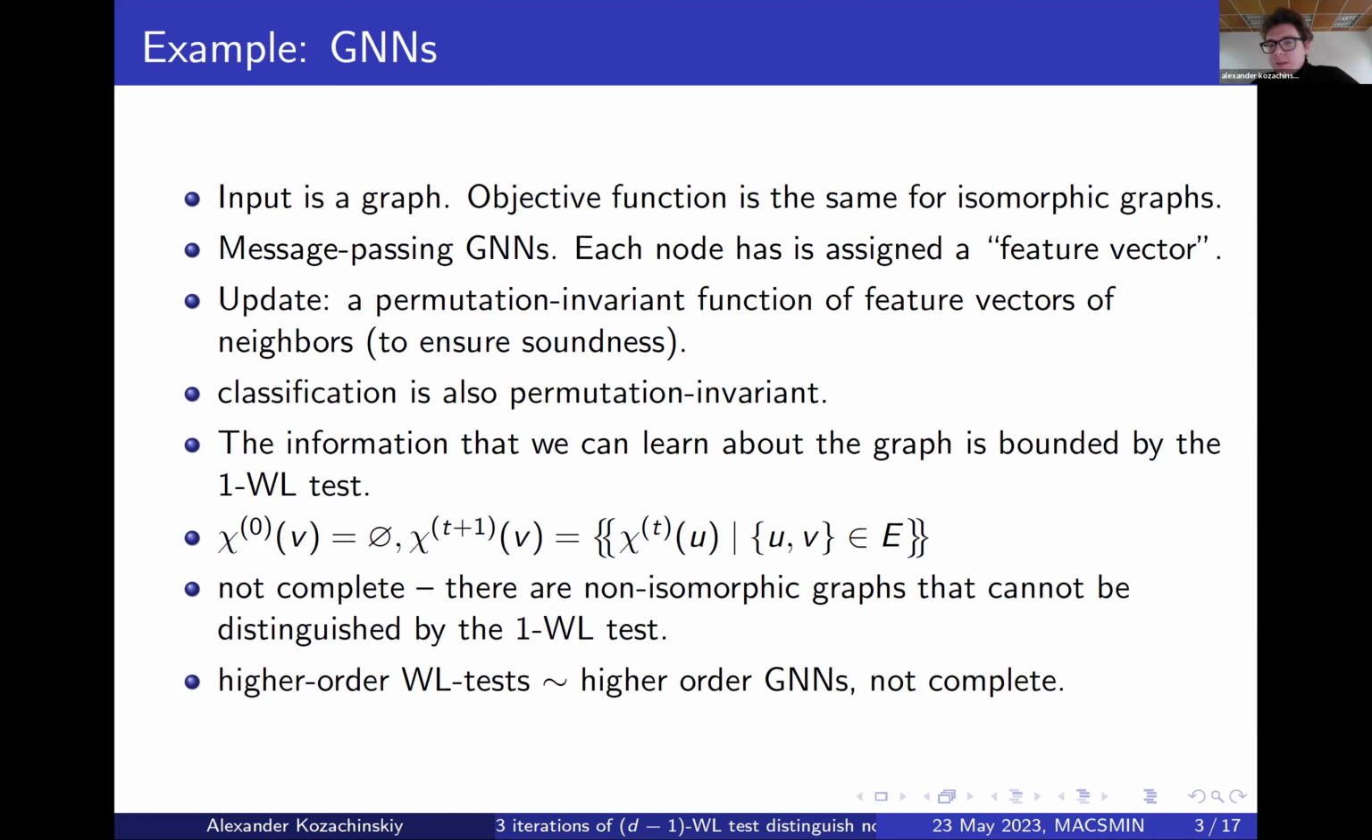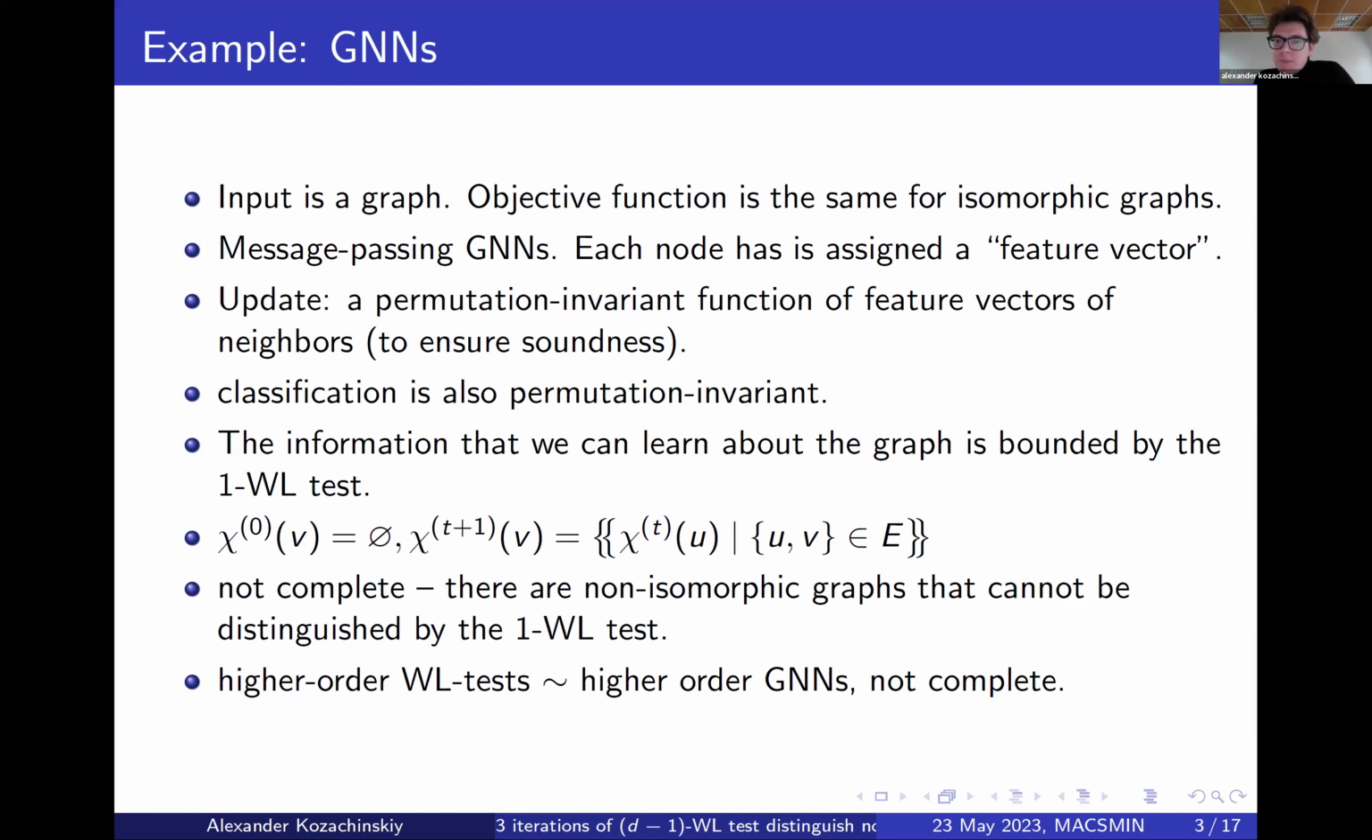That's because I want to ensure that if I have isomorphic graphs, then in any number of iterations they will have the same multiset of labels. So any label will appear with equal multiplicities in both sets. And the theorem is that two graphs can be distinguished by this test if and only if they can be distinguished by some message passing graph neural net.